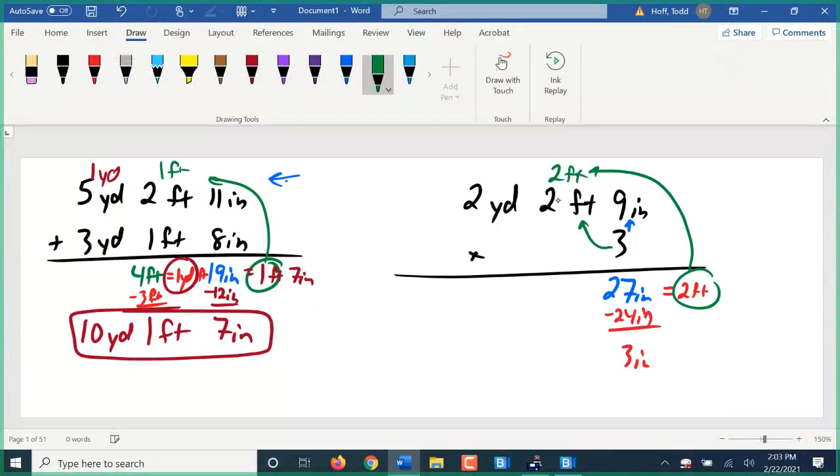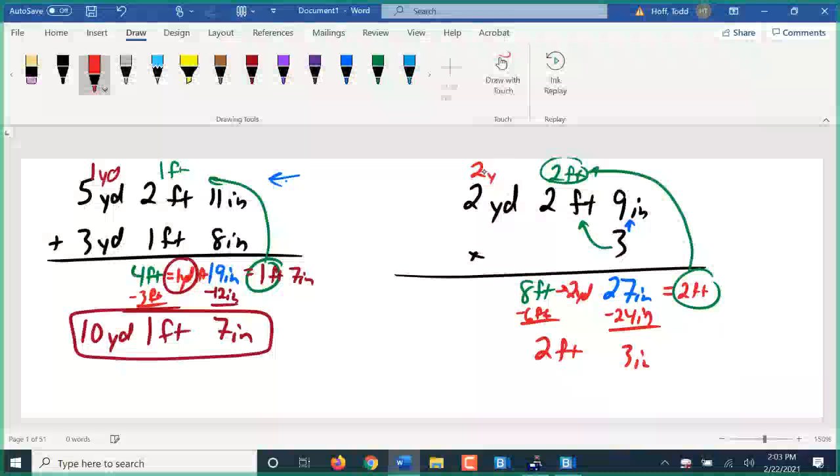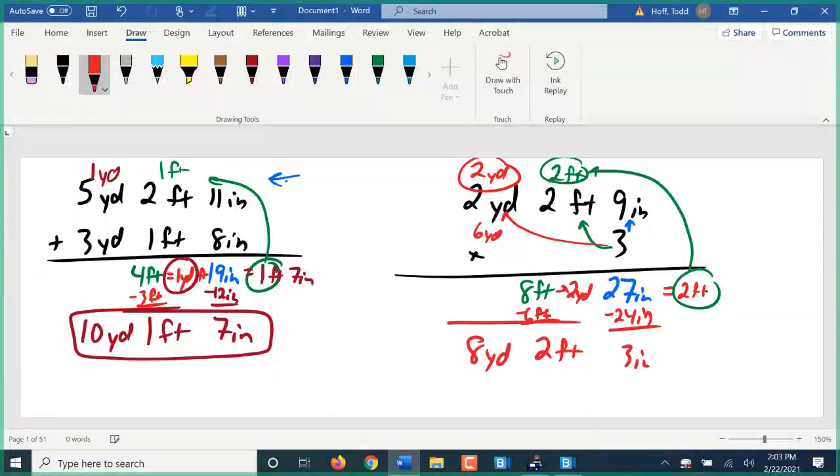I've got 3 times the 2 feet is 6 feet, plus the 2 that we carried makes 8 feet. Which again is more than a yard. 1 yard, reverse 3 feet. 2 yards, 2 times 3 would be 6 feet. 3 yards would be 3 times 3 or 9. That's too big. So we're back up to 2 yards. Right, those 6 feet, and we're left with 2 feet. And we'll carry our 2 extra yards. 3 times 2 yards is 6 yards, plus the 2 that we carried is 8 yards. We have 8 yards, 2 feet, and 3 inches.